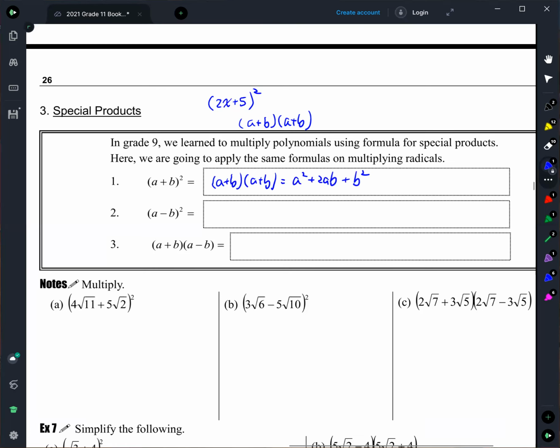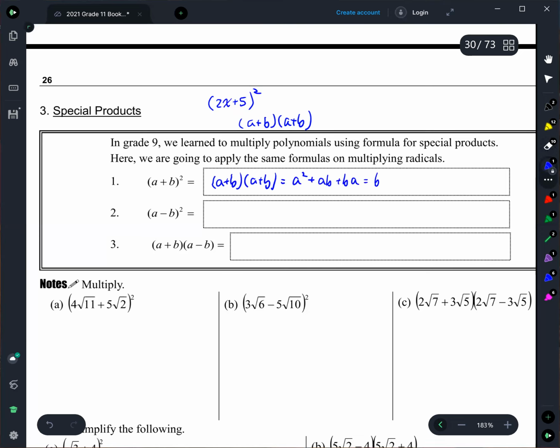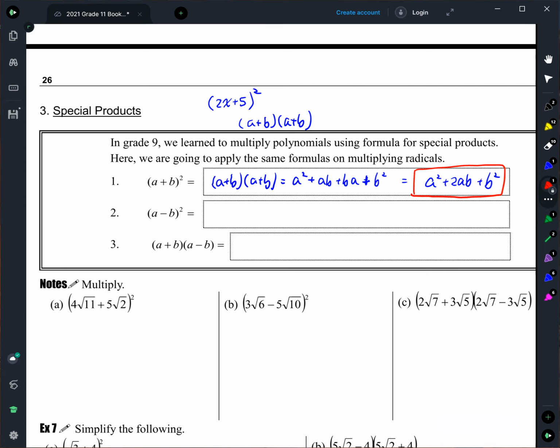Okay. So if you do FOIL, actually there should be 4 terms. I'll show the steps here. Plus AB plus BA plus B squared, and then it ends up with A squared plus 2AB plus B squared. Okay, so this is the part that you need to memorize, whenever you see (A plus B) bracket squared.